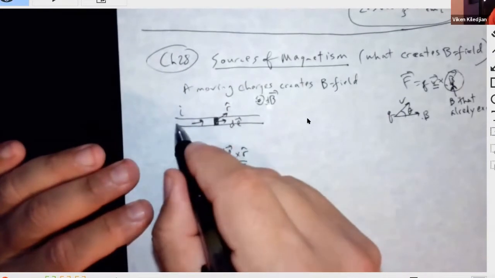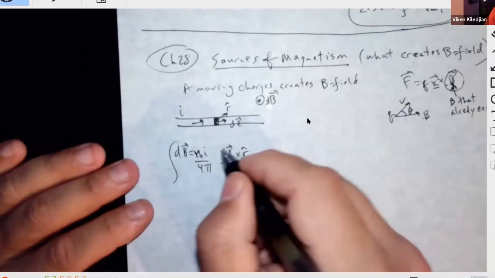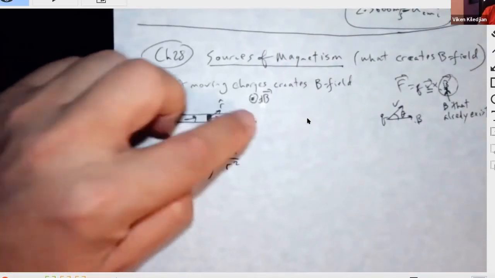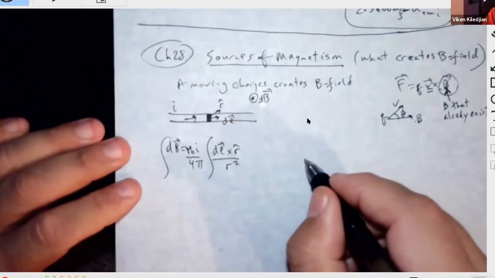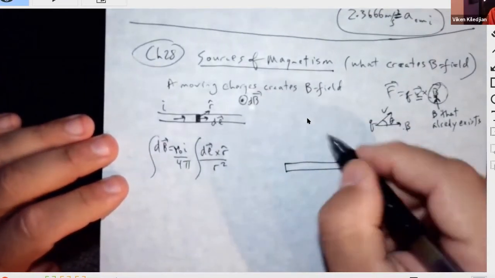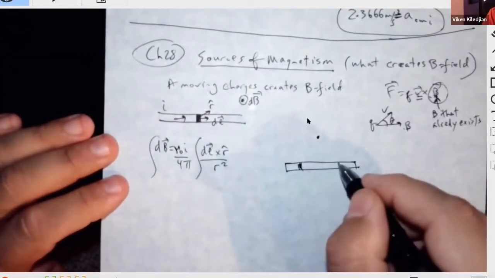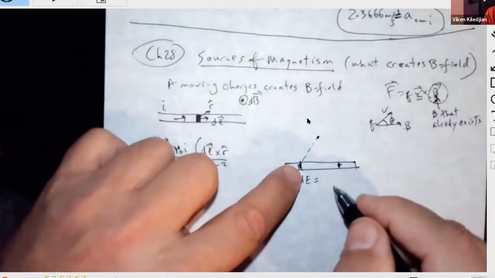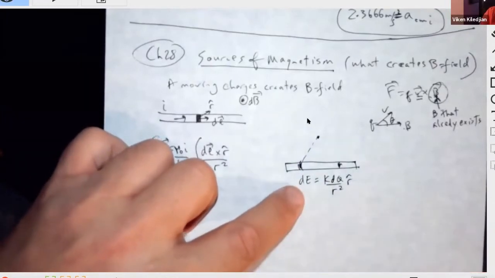And then in order to find the total B field of the whole wire, we could integrate over that whole wire, from the initial length to the final length. This is going to be similar to what we did for rods, where we had a rod and asked, what is the electric field in the center? We took the charge and said, the electric field created by a charge is K dq over r squared r hat.